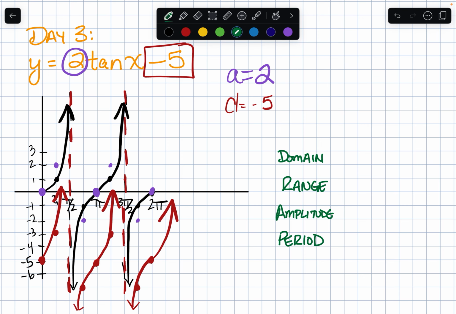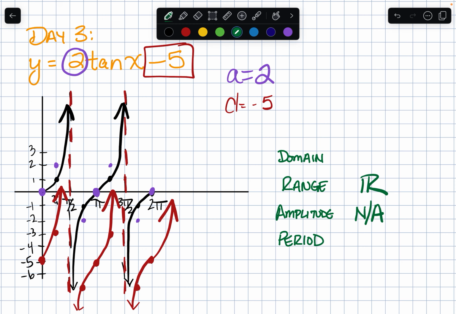Then I venture over here and start to do domain and range and amplitude and period. I'm going to do these out of order just because it's easier this way. There is no amplitude because this is not sine or cosine. It's not a wave. That does not apply to any of our other trig functions beyond sine and cosine.